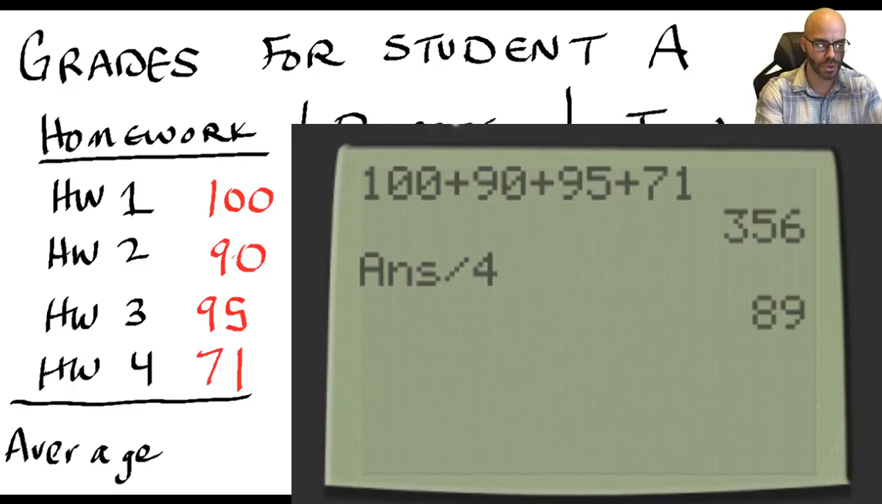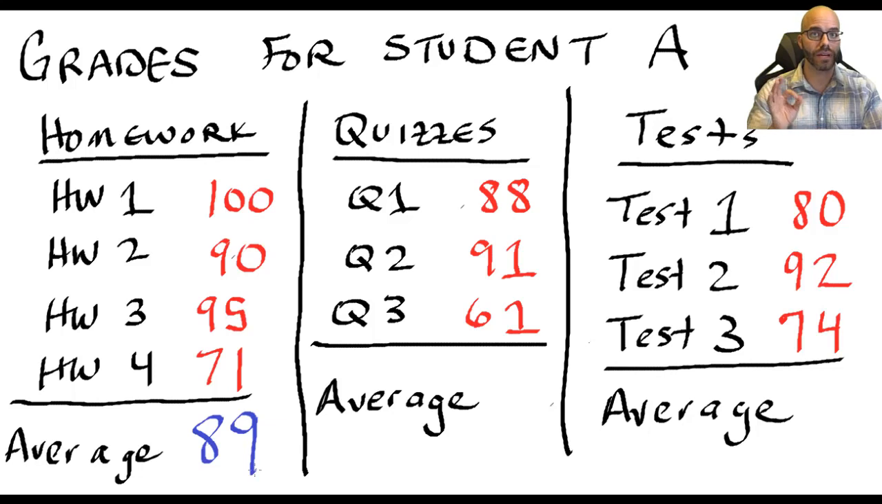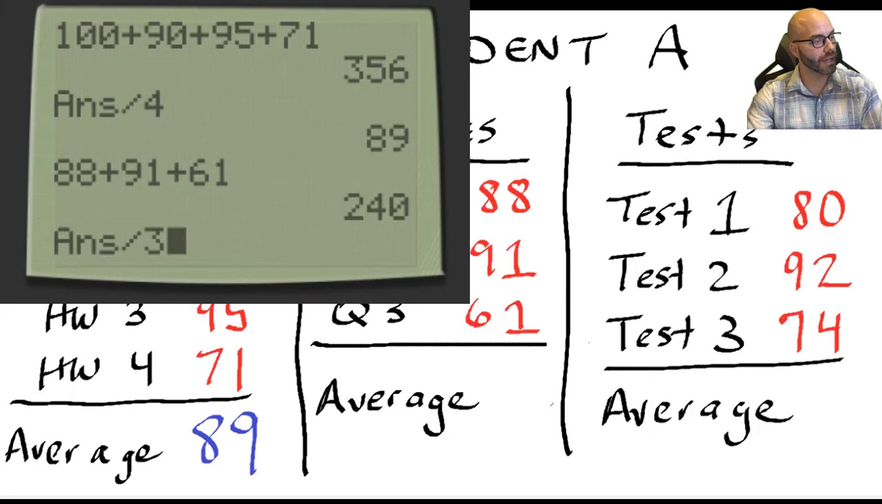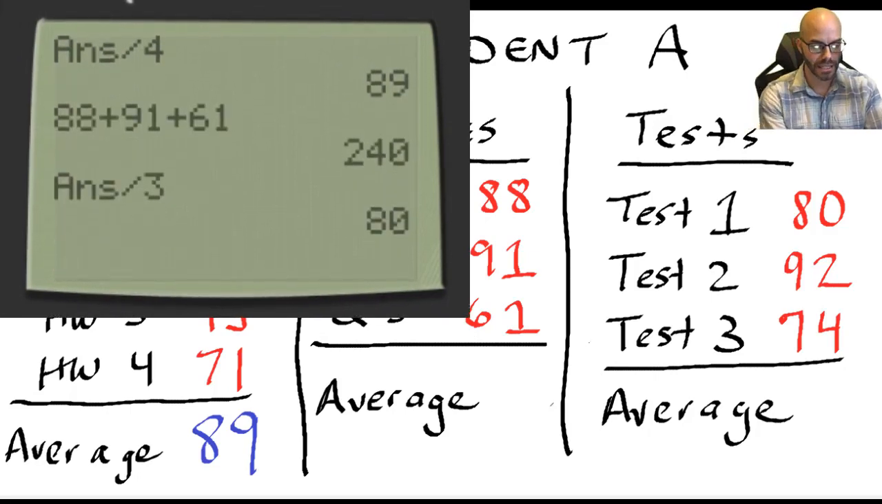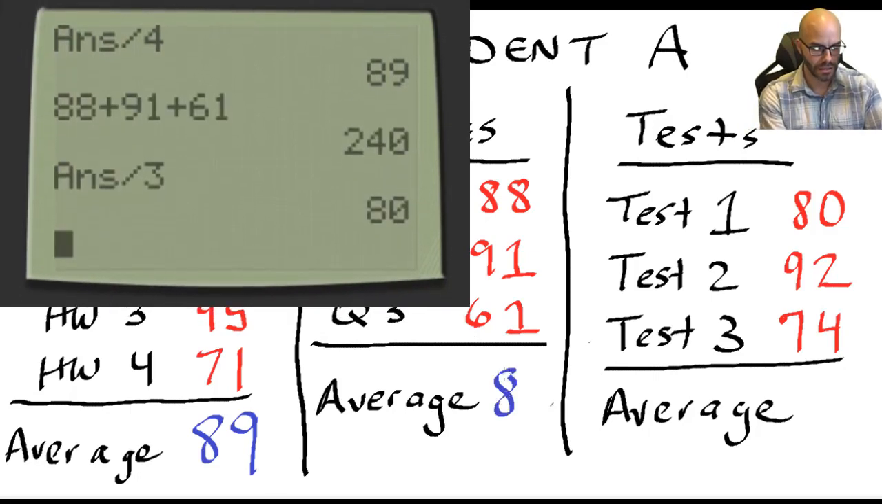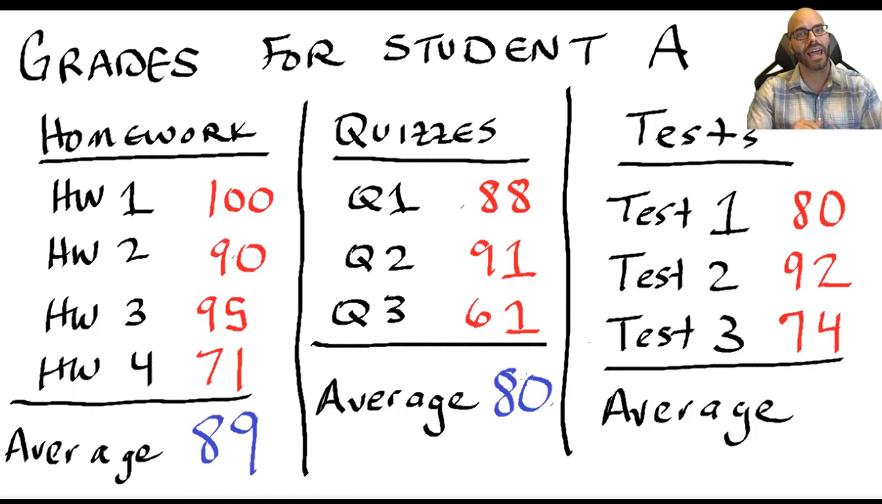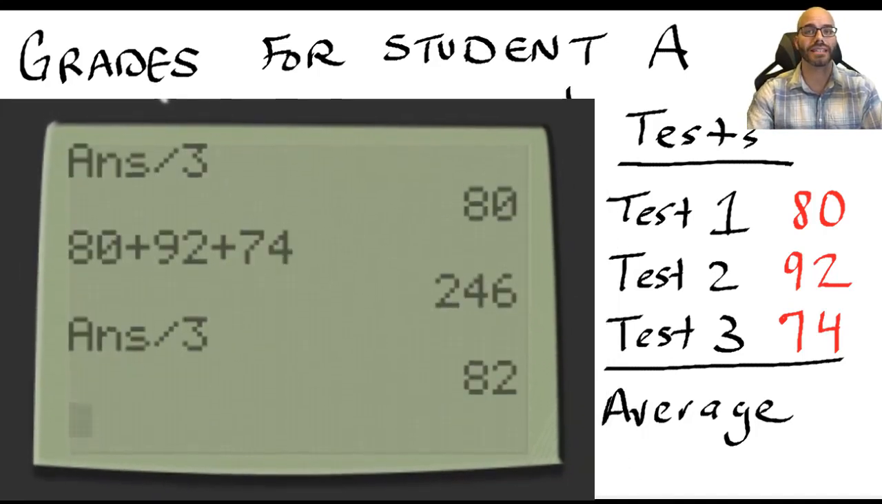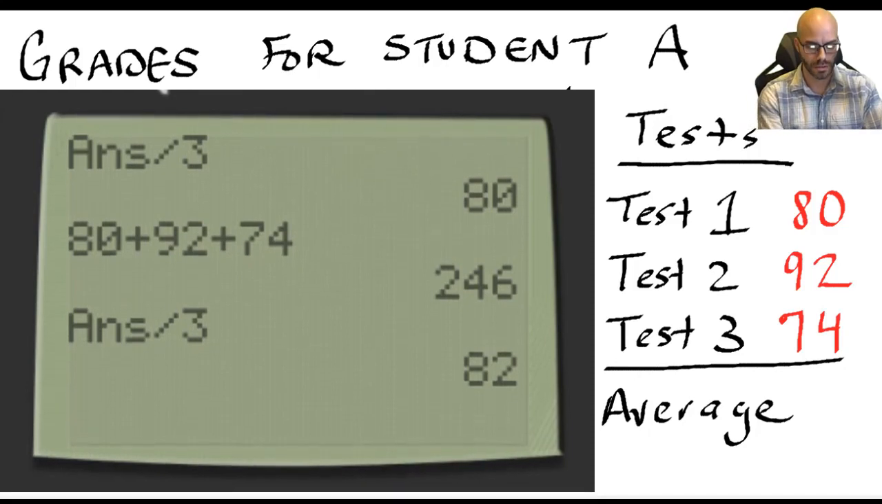So let's write that in blue. Now let's look at the quiz categories. We have 3 quiz grades, 88, 91, and 61. Calculate the average for those 3 scores. Add them up. There are 3, so divide 240 by 3. That average is 80. Let's find the average of the tests. So 80 plus 92 plus 74, divide by 3. The average of the test category is an 82.